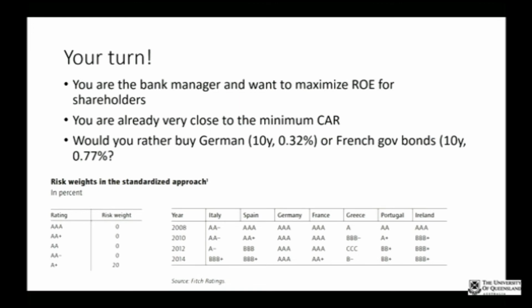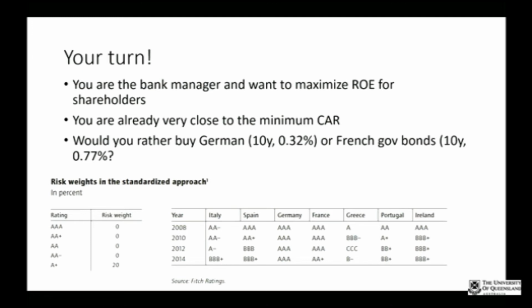First step is to figure out if they are allowed to buy them. And the German one has AAA rating. Risk weight is 0. That means if you buy lots of German bonds, from the regulator's point of view, you haven't increased the risk on your balance sheet. You don't need additional equity. So it's all fine. You can buy the German bond.